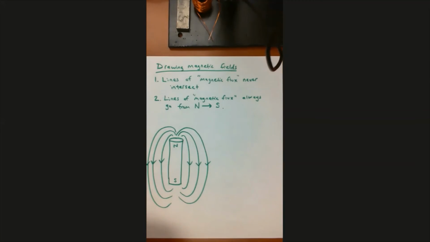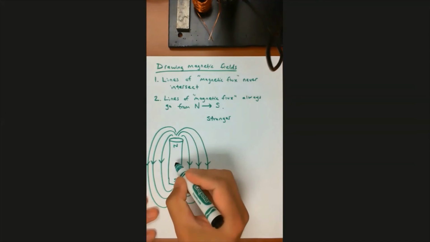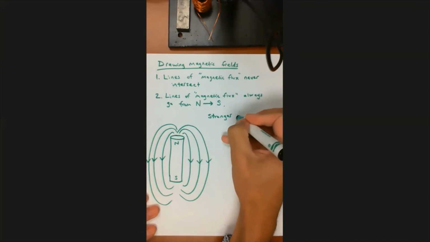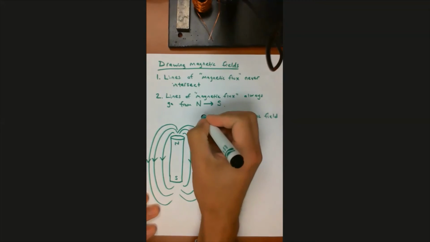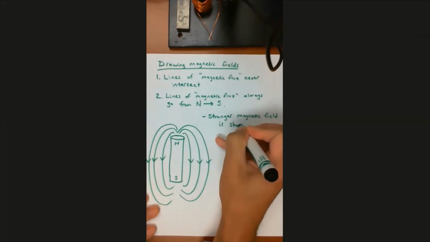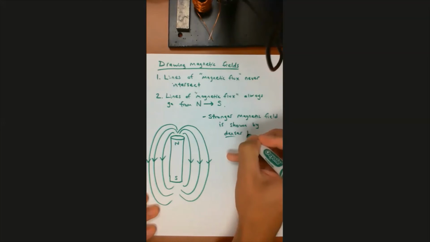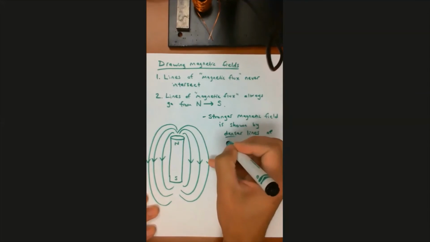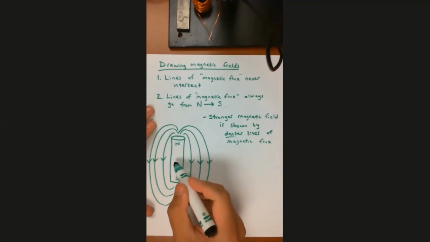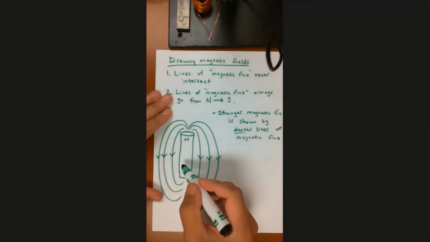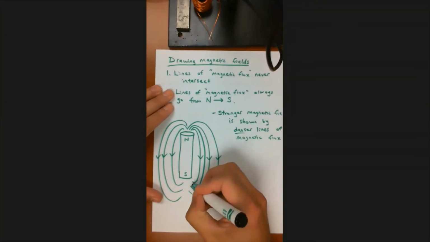All right, now let's say I want to draw a stronger magnetic field. So I'm replacing this bar magnet with a stronger bar magnet. A stronger magnetic field is shown by denser lines of magnetic flux. So if I replace this bar magnet with a stronger bar magnet, I could show this is a stronger magnetic field by having denser lines of magnetic flux.